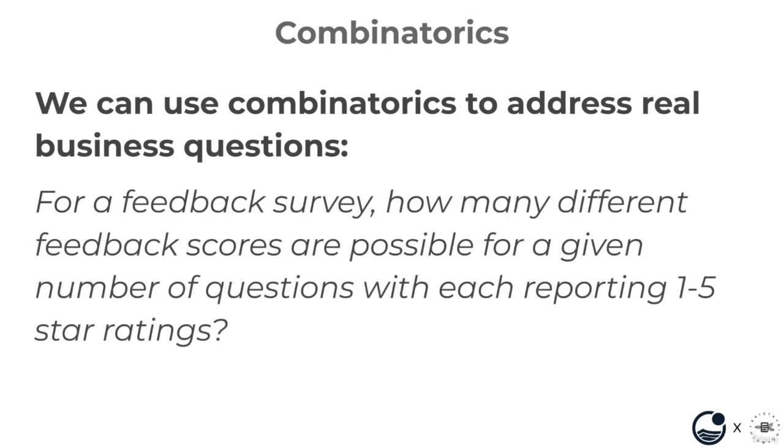How many different feedback scores are possible for a given number of questions with each reporting 1 to 5-star ratings? That is to say, if you have 5 survey questions where each question asks the user to rate between 1 and 5 stars, how many actual different possible feedback scores are there?